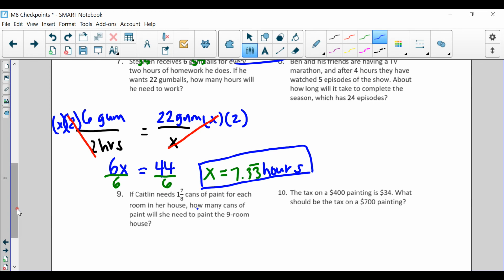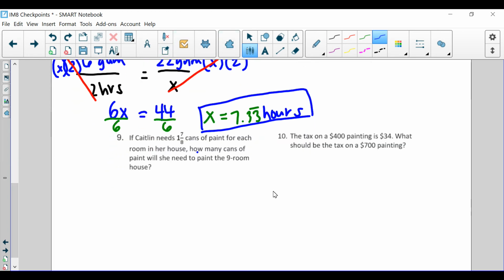Here we go. It says Kaylin uses 1 7/8 cans of paint for each room in her house. How many cans of paint does she need to paint a 9-room house? Okay, so let's talk about that. 1 7/8 to paint 1 room, right? So she needs 1 7/8 of paint for 1 room.